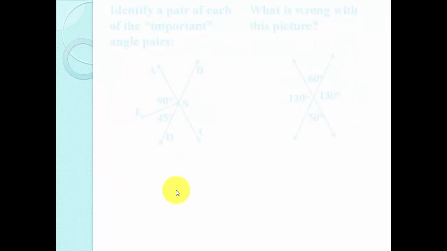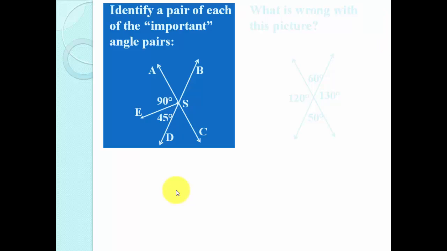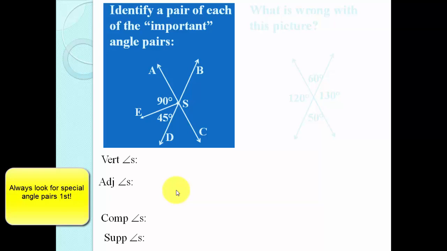Let's try another example. Identify a pair of each of the important angle pairs from this picture. So here are the four different angle pairs that we need to identify in the picture. Remember, you only need to find one pair. I'm going to list all the possible pairs that are out there. So, vertical angles.